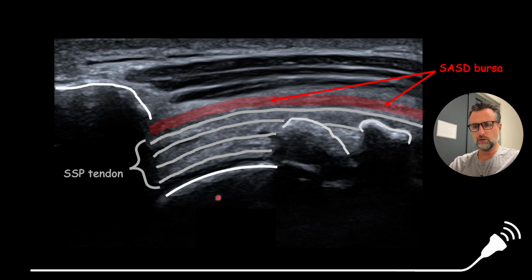Then here I have marked also the tendon, and overlying here is the subacromial subdeltoid bursa, and here we have the deltoid muscle.